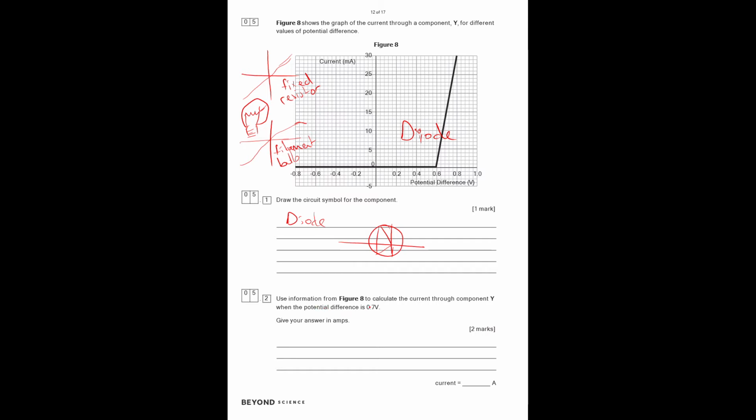Anyway, 5.2, use information from figure 8 above to calculate the current through component Y when the potential difference is 0.7 volts. Give your answer in amps. So current when the potential difference is 0.7 volts. Well, we have a graph of milliamps versus potential difference, where it's find 0.7 volts. It's here, and I'm going to sketch up. On paper, you can be a lot more accurate, but it goes to, I'd say, here.